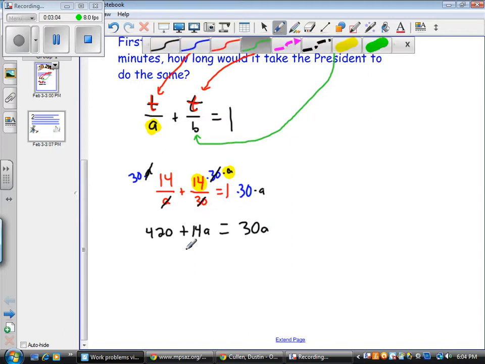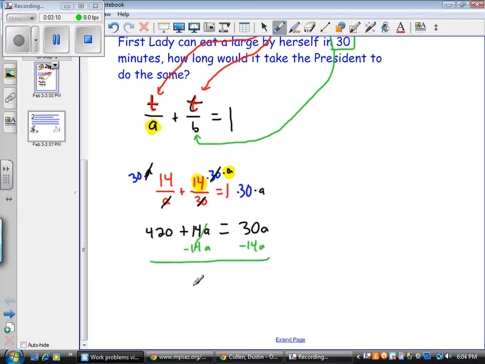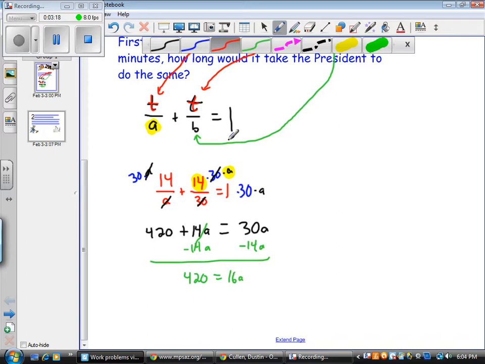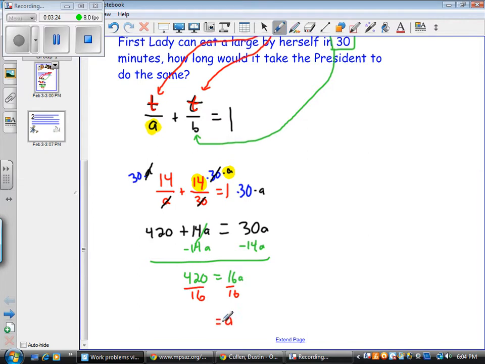And now it's time to solve this thing. I'm going to subtract my 14A from both sides. So I get 420 is equal to 16A. I'm going to divide both sides by 16. And A equals, let's see, if I do 420 divided by 16, that's 26.25.